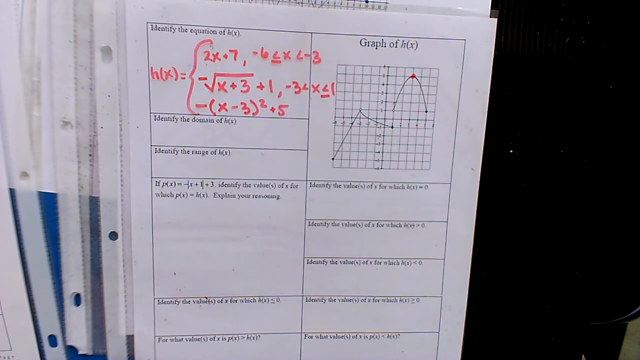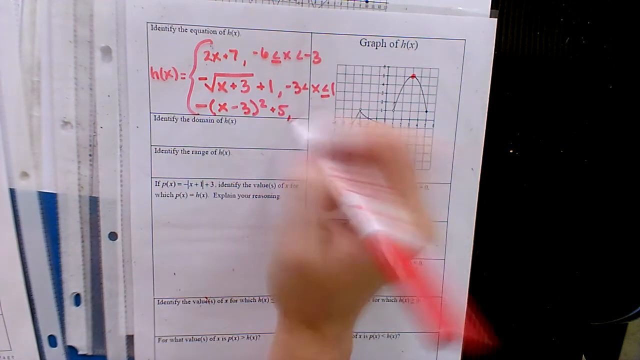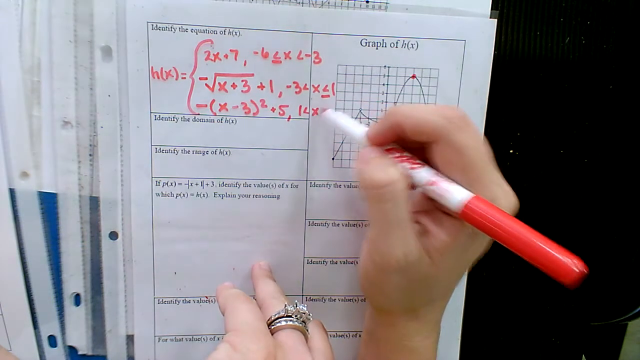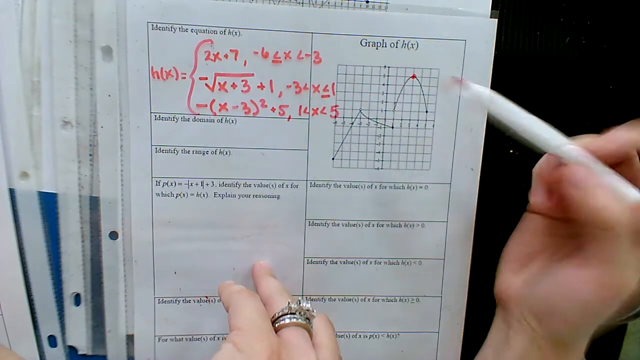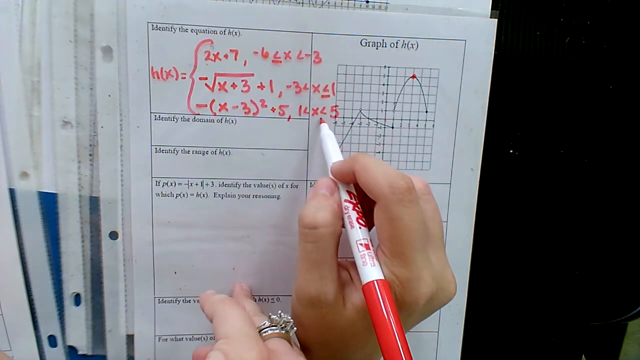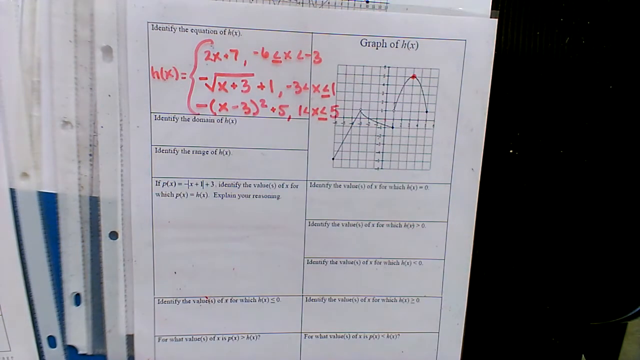Good. Alright, so let's go ahead and write the constraints. We go from 1 to 5. X is in the middle. We cannot include 1, but we can include 5. So we'll get that bar.